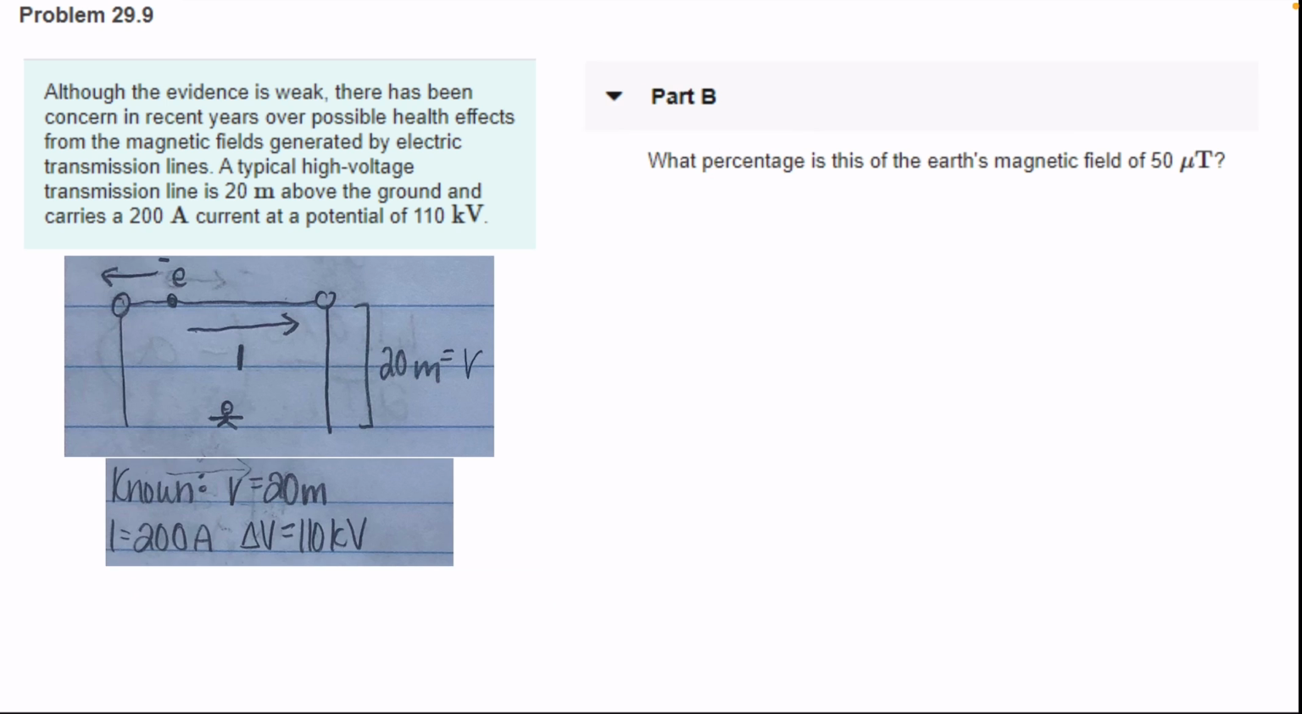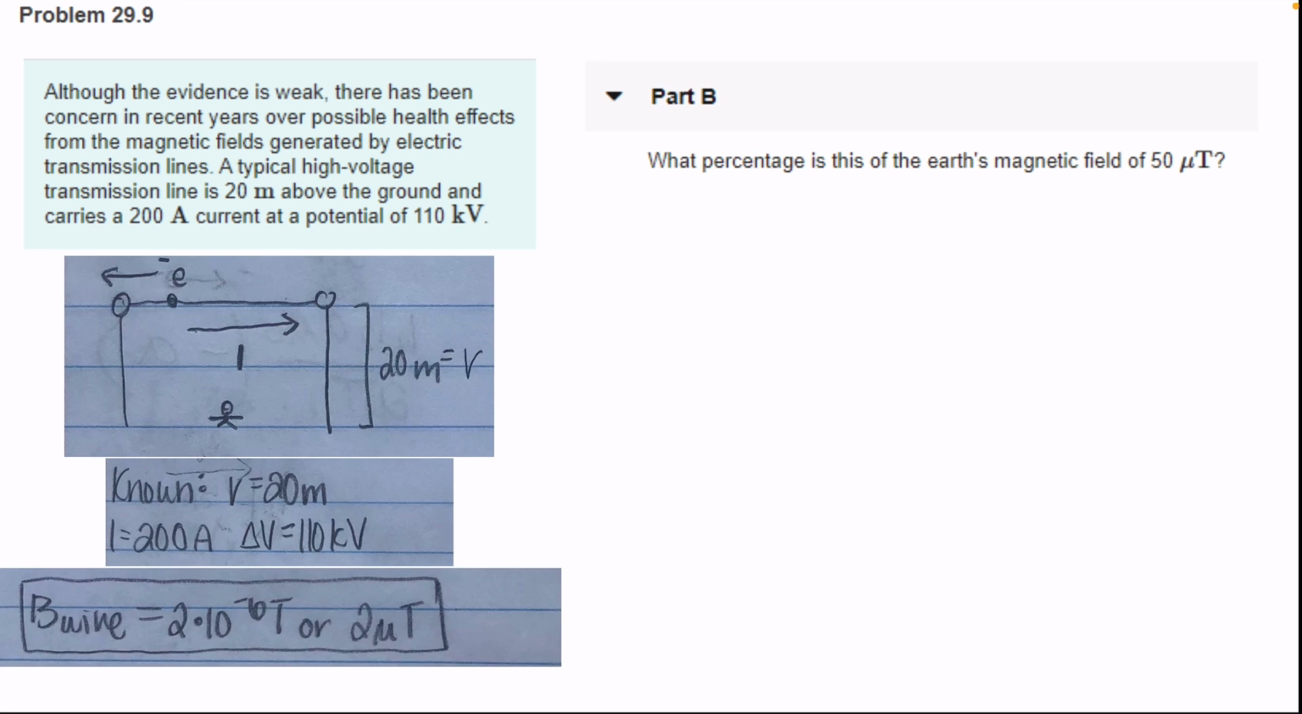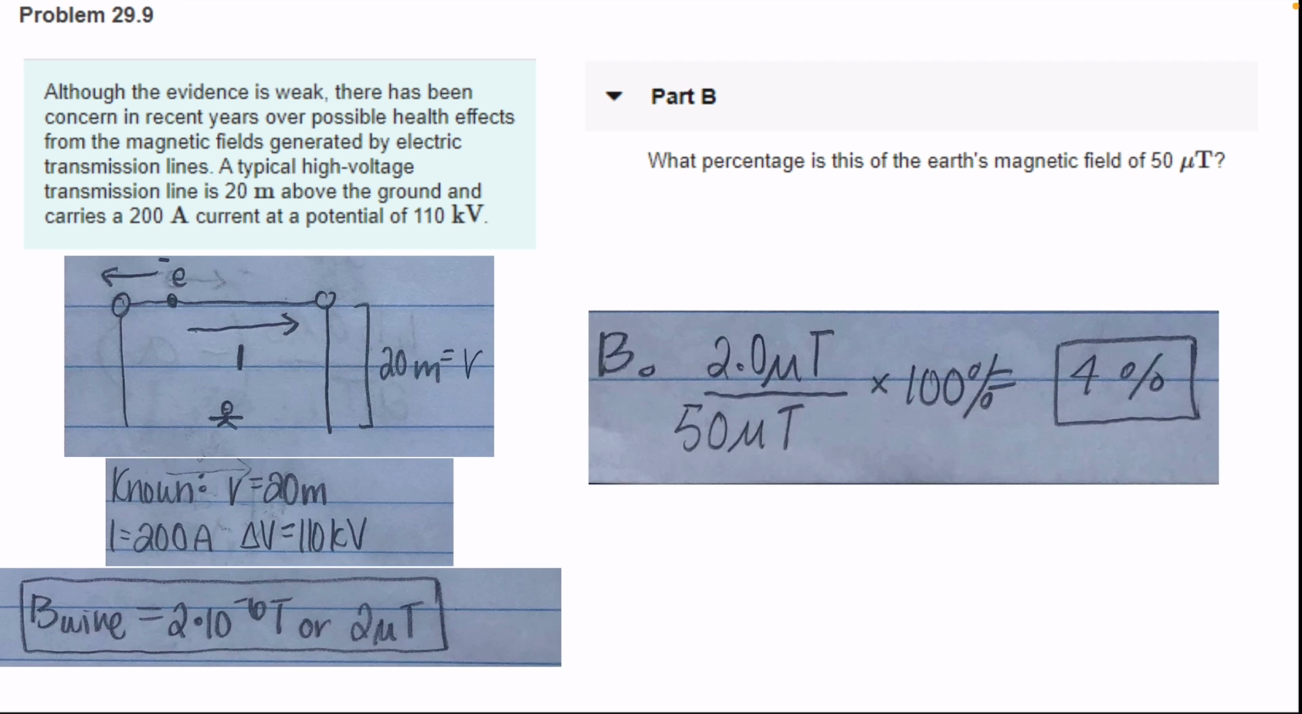Part B is asking, what percentage is this of the Earth's magnetic field of 50 microteslas? So we have our result from the previous problem where we solved that the magnetic field of the wire is about 2 microteslas, and it gives us 50, so we're just going to do a standard percentage equation. So we get that this magnetic field is 4% of the Earth's magnetic field.